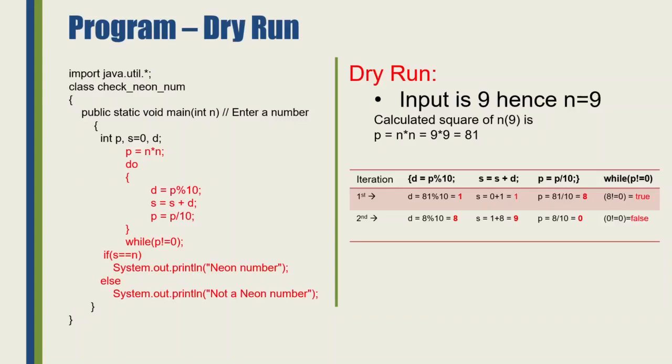Then the while condition is again evaluated. So p is not equal to 0. This time p is 0, so the condition is 0 is not equal to 0, which is a false statement and the loop is halted. Then the value of s, which was calculated in the loop, is compared with n. n is the entered number, to determine if the entered number is neon or not. Here n is 9 and s is also 9. So the if condition will print the message as neon number.